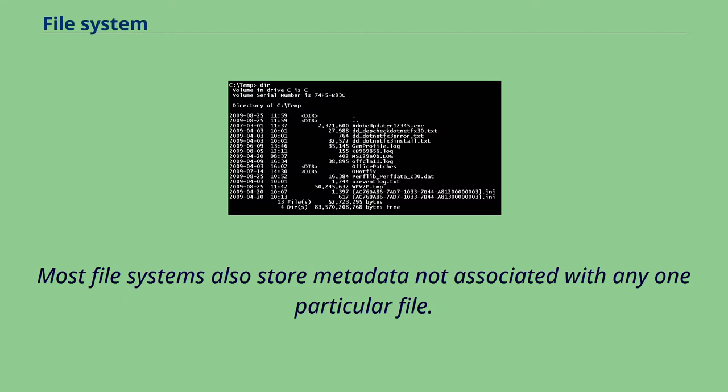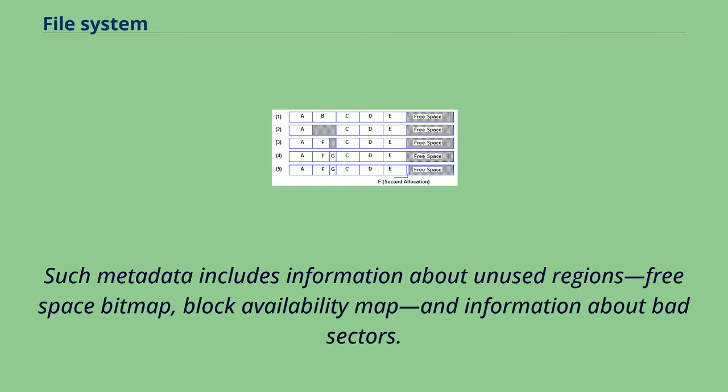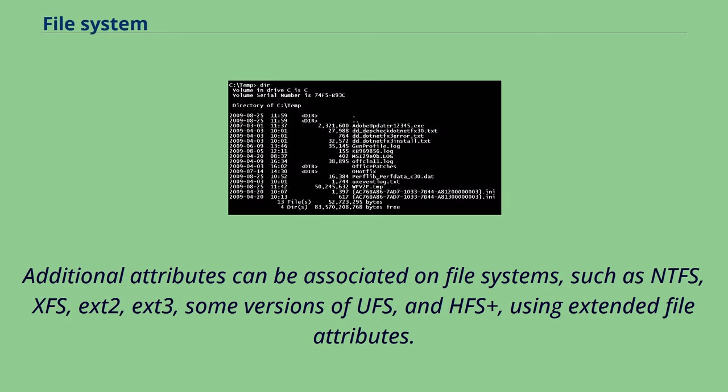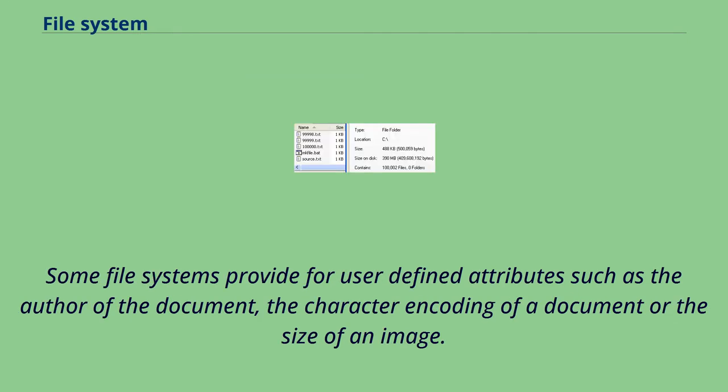Most file systems also store metadata not associated with any one particular file. Such metadata includes information about unused regions, free space bitmap, block availability map, and information about bad sectors. Often such information about an allocation group is stored inside the allocation group itself. Additional attributes can be associated on file systems, such as NTFS, XFS, ext2, ext3, some versions of UFS, and HFS+, using extended file attributes. Some file systems provide for user-defined attributes such as the author of the document, the character encoding of a document or the size of an image.